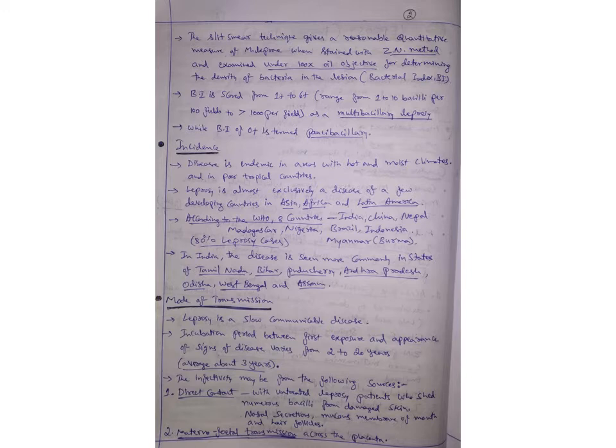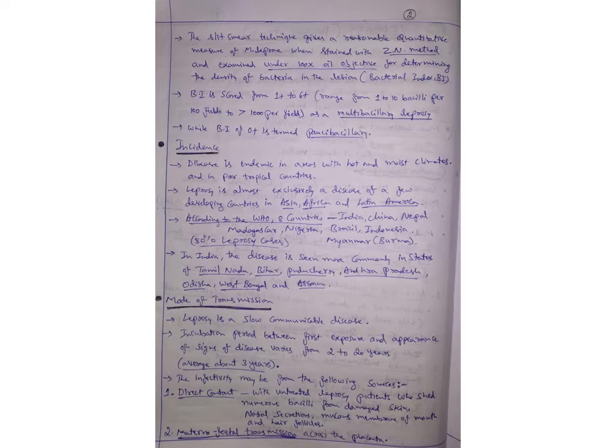This disease is endemic in areas with hot and moist climates and in poor tropical countries. Leprosy is almost exclusively a disease of a few developing countries in Asia, Africa and Latin America. According to WHO, the 8 countries where it is more endemic are India, China, Nepal, Madagascar, Nigeria, Brazil, Indonesia and Myanmar, also called Burma. In these 8 countries, 80% of leprosy cases are reported. In India, the disease is seen more commonly in the states of Tamil Nadu, Bihar, Puducherry, Andhra Pradesh, Odisha, West Bengal and Assam.